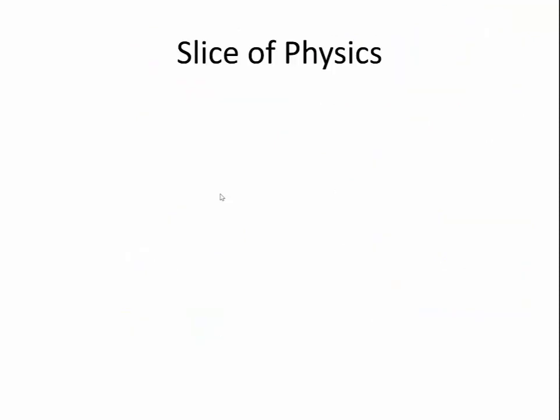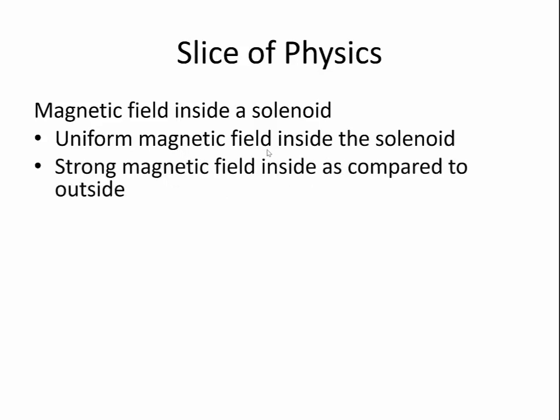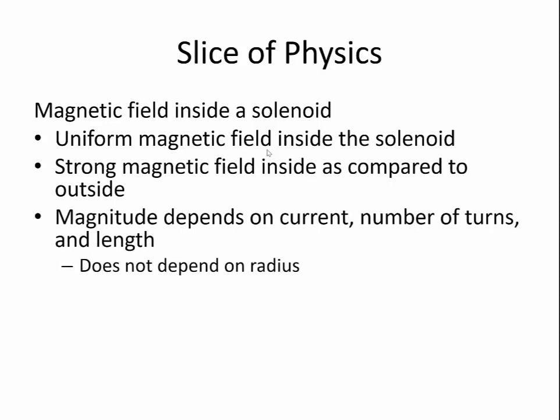All right, so this was a quick review of a very useful tool. We will be looking at more of this in the coming videos, but we covered the basics here. The magnetic field inside the solenoid is uniform. It is quite strong inside compared to the outside, and it depends on the current, the number of turns, and the length. It does not depend on the radius.